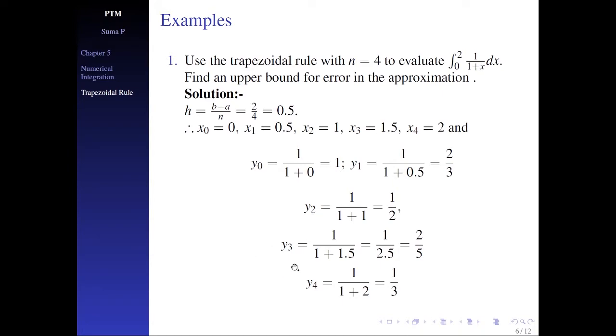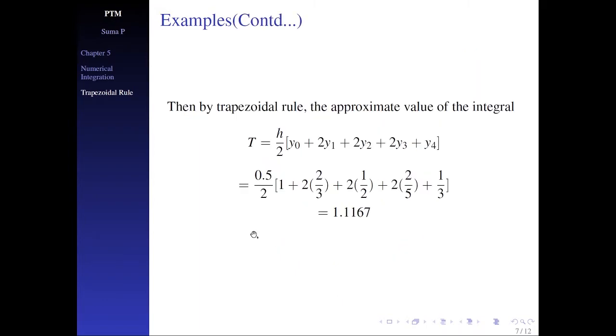Now from these y0, y1, y2, y3 and y4, we have this T, the approximate value. The formula is h by 2 into y0 plus 2 y1 plus 2 y2 plus 2 y3 plus y4, and substituting h is equal to 0.5. So 0.5 by 2 into 1 plus 2 into y1 is 2 by 3 plus 2 into y2 is 1 by 2 plus 2 into y3 is 2 by 5 plus y4 is 1 by 3. And hence the answer is 1.1167. It is the approximate value of the given integral.